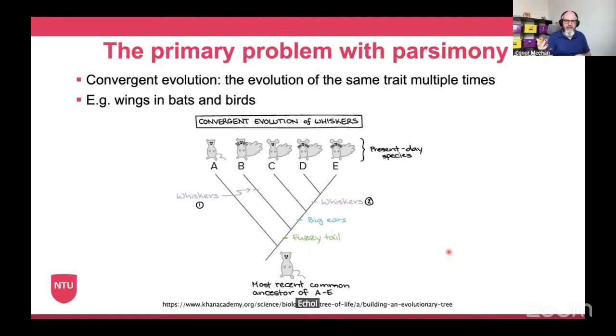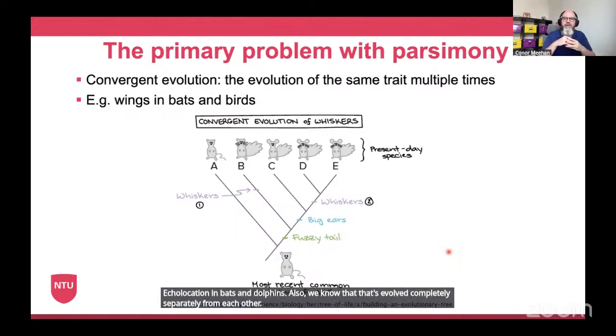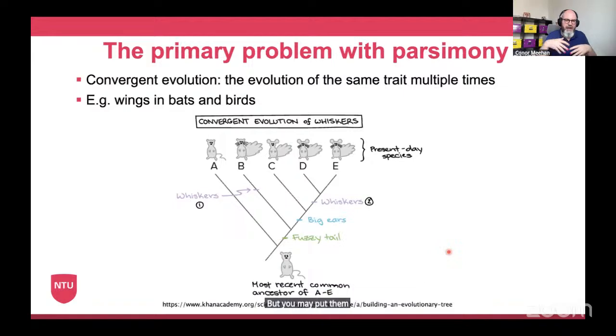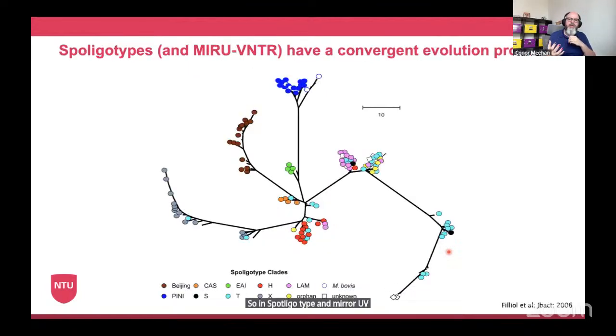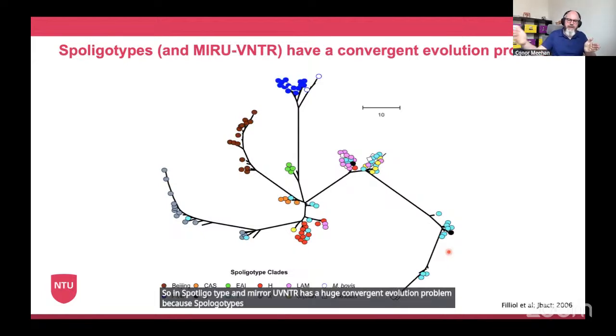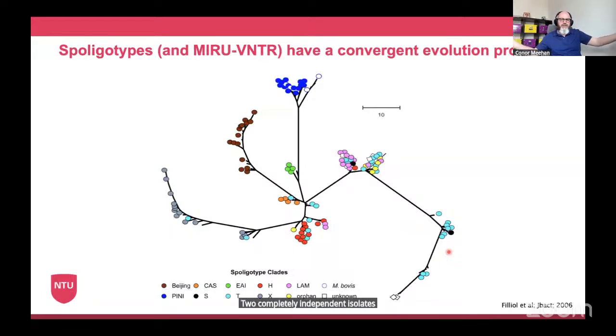Echolocation in bats and dolphins. Also, we know that that's evolved completely separately from each other, but you may put them together because they both have this ability to do echolocation. So in Spoligotype and MIRU-VNTR, there is a huge convergent evolution problem because Spoligotypes don't just evolve in a stepwise position, position one and then position two, then position three. Two completely independent isolates could have a spacer present in position four completely independently of each other.